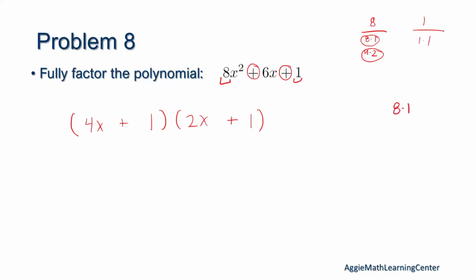So what multiplies to 8 times 1? Something times something multiplies to 8 times 1, and also something plus something adds to 6, which is still that 4 and 2, like we figured out. So it's the same numbers. That's how you figure out those numbers.